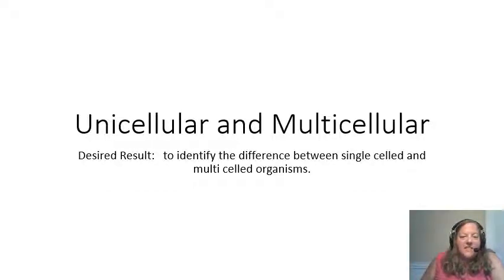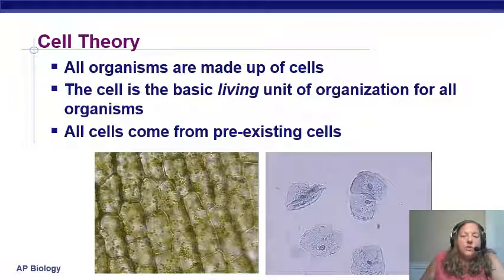In this lesson, we are going to be able to differentiate unicellular and multicellular organisms. So we talked about the cell theory and that all organisms are made up of cells. The cell is the basic unit of organization for all organisms, and that all cells come from pre-existing cells.